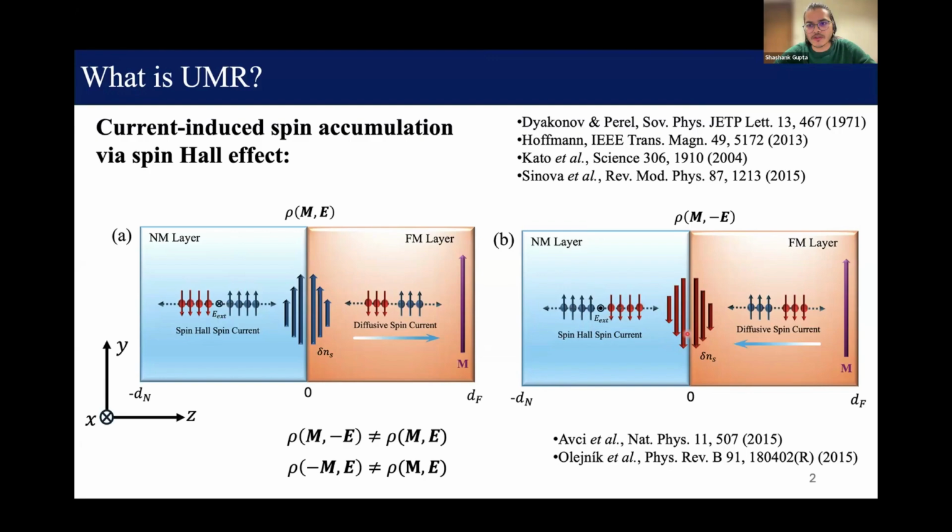So that means the spin accumulation also depends upon the electric field. That's why when we calculate the total resistivity, it's not the same when we change the direction of the electric field. The difference in this resistivity, we call it UMR. I will talk about the microscopic mechanism of the UMR in the next slide.